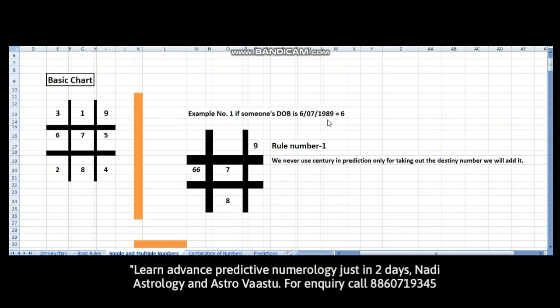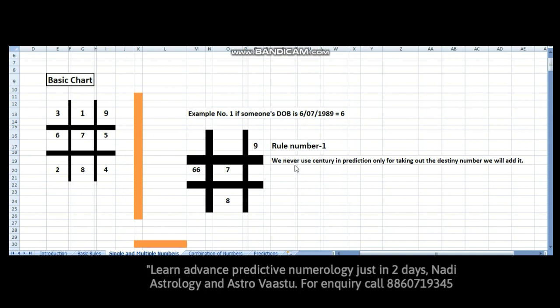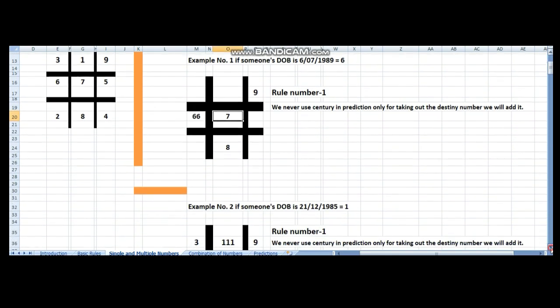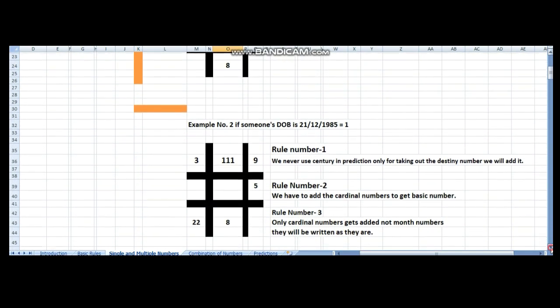Okay, we will apply the same rule which we discussed before, that is rule number 1. We never use the century in prediction. Only for taking out the destiny number we will add it. So here the century, which is 19, we have not used it here. We have only used it to add all the numbers and to get the destiny number, which is 6. Let's take another example so you will get more clarity on this.